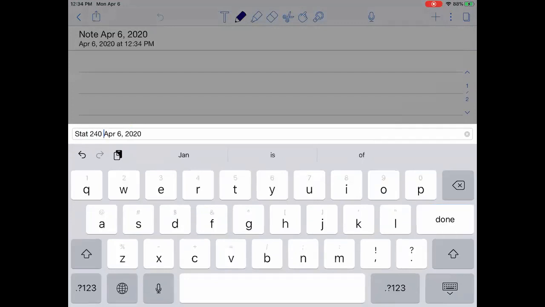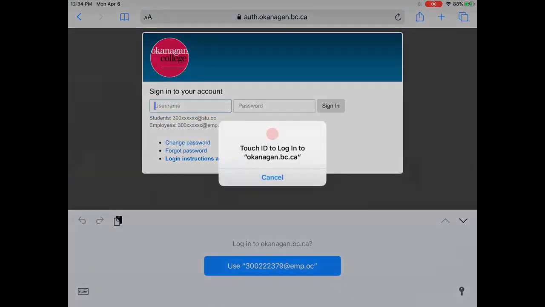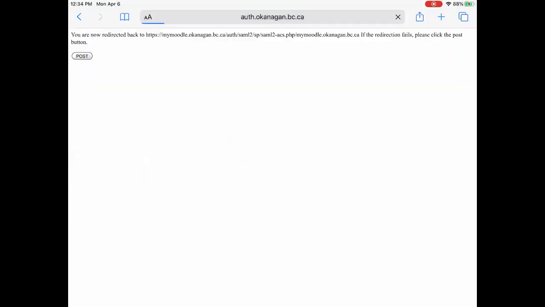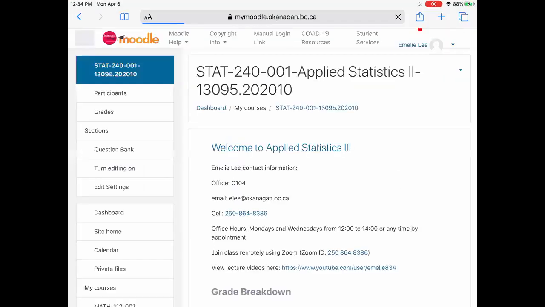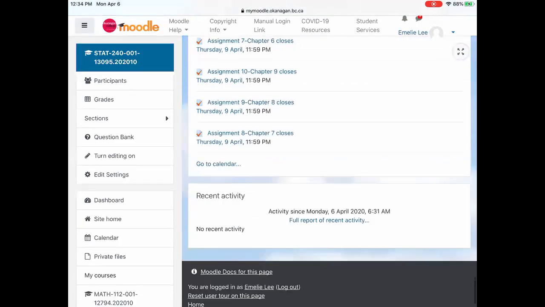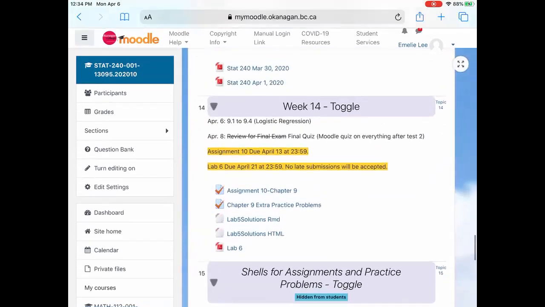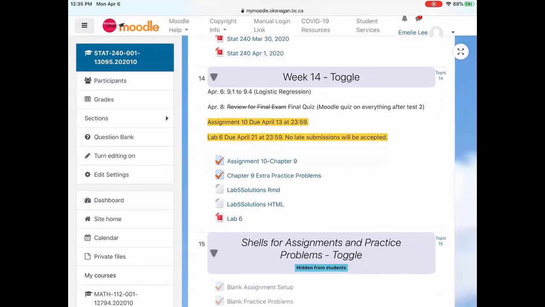Oops, 240. All right. So on Moodle, I posted a couple of things. Let's see. Get logged in. I posted down at the bottom here. Oh, it's weird. You don't have a pointer here, but I posted the Lab 5 solutions, the RMD code, and the HTML.